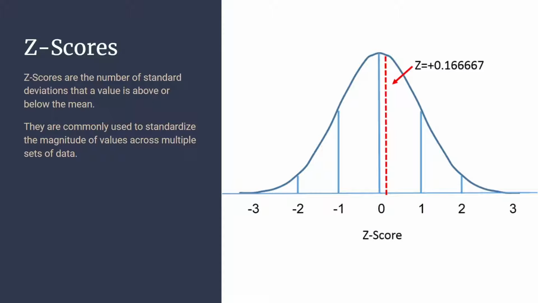The Z-score is a statistic that represents the number of standard deviations that a value is either above or below the mean. They are commonly used to standardize the magnitude of values across multiple sets of data.